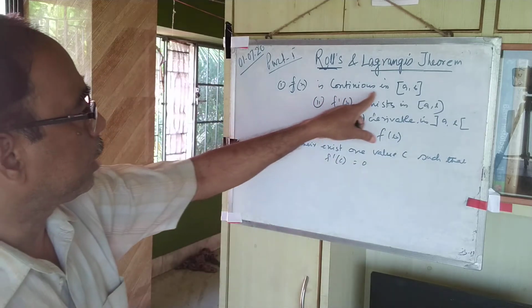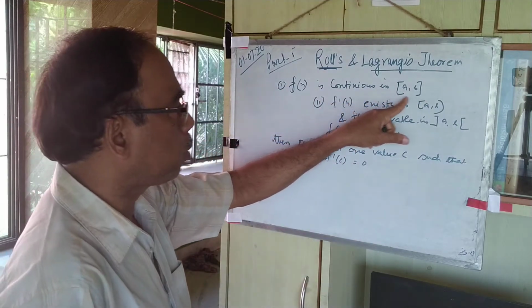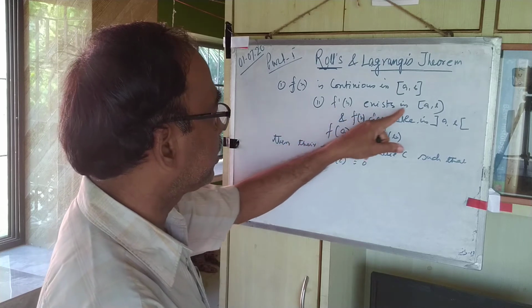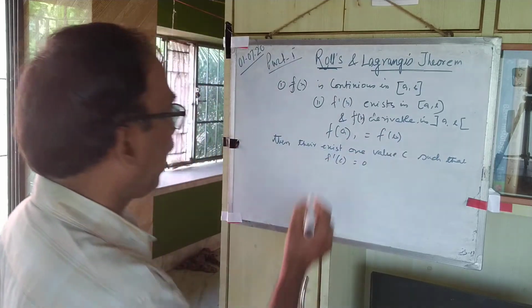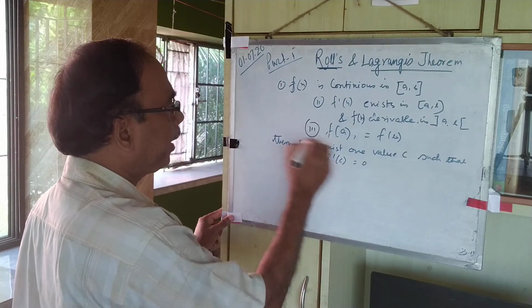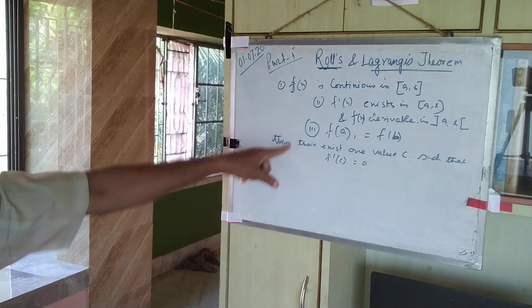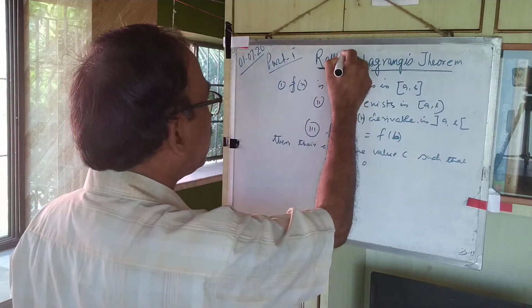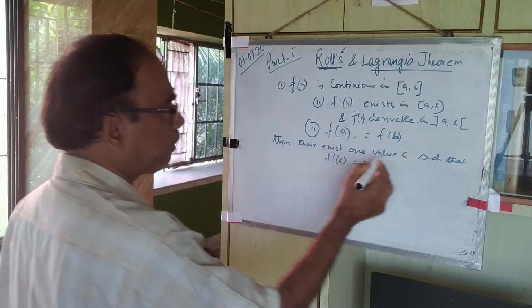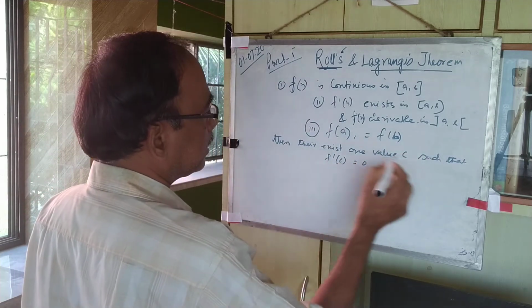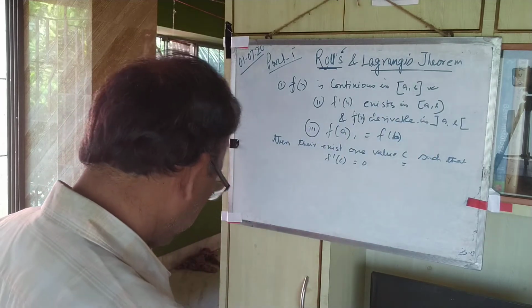If f(x) is continuous in the closed interval [a, b], f dash exists, and f(x) is derivable in the open interval (a, b), and number 3, f(a) equals f(b), these three conditions satisfied, we can say it is Rolle's theorem. Then there exists one value c such that f dash c equals 0. c should be within this interval. Then we can say Rolle's theorem is proved.